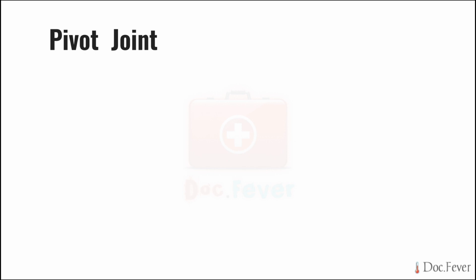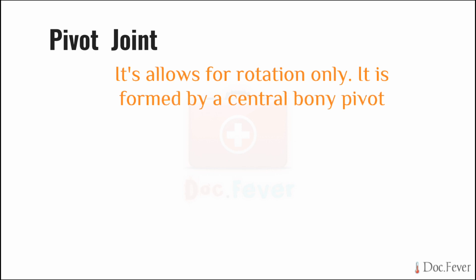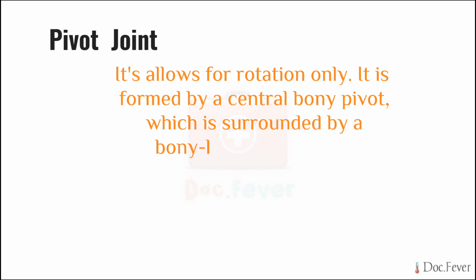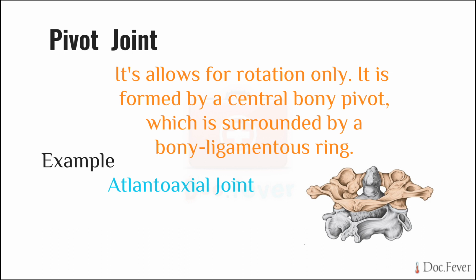Pivot joint. It allows for rotation only. It is formed by a central bony pivot, which is surrounded by a bony ligamentous ring. Its example is the atlantoaxial joint.